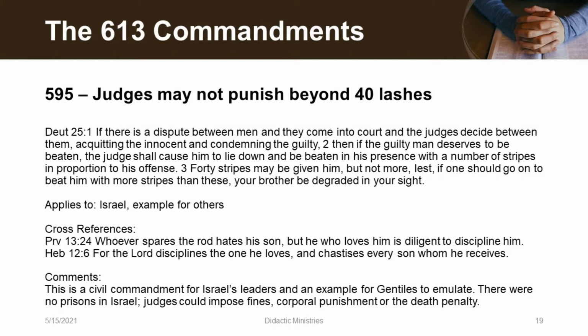Also in Hebrews chapter 12, verse 6, "For the Lord disciplines the one He loves, and chastises every son whom He receives." So we see that although God is a loving Father, He also punishes His children because He loves them. This may seem harsh to us today, but we have to remember that God will ultimately condemn every unrepentant sinner to hell fire.